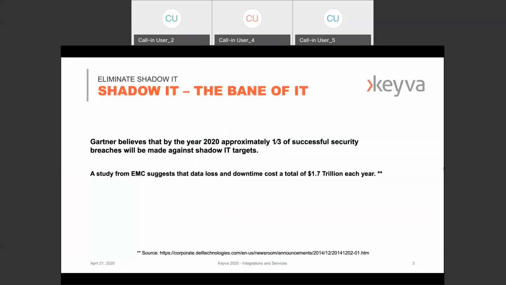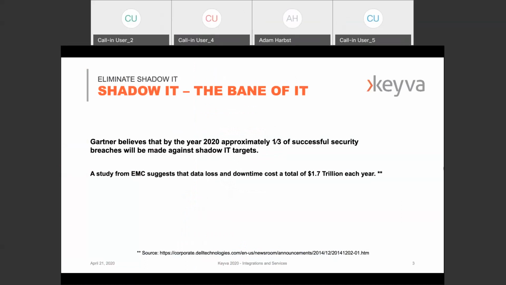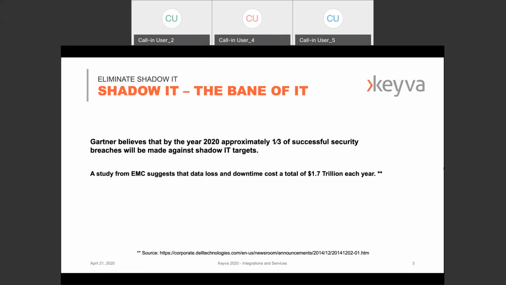So what is shadow IT and why is it a problem? Gartner believes that by this year, almost 30% of security breaches will happen in infrastructure that is classified as shadow IT. And what that means is this is infrastructure that has been provisioned out there that was not blessed by your organization's centralized IT team. So there's some issues there, and we'll see why that's a target.